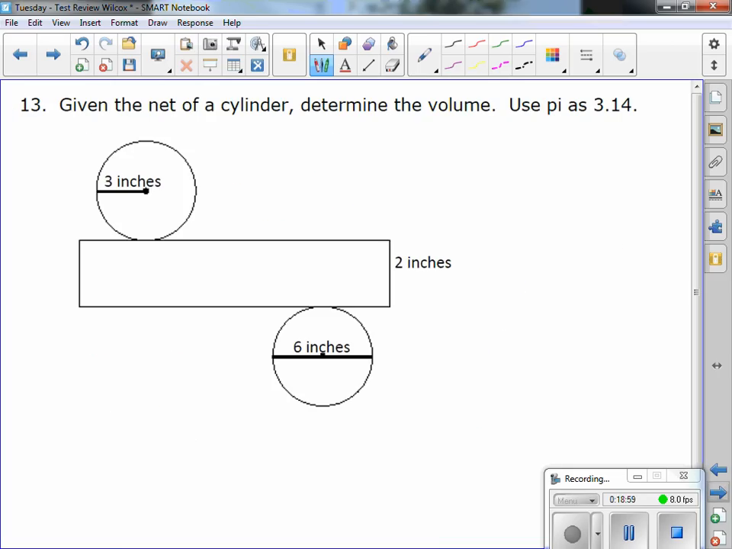Given the net of a cylinder, determine the volume. So on your formula chart, the volume of a cylinder is the same as a prism, area of the base times the height of the cylinder. So the area of the base, the cylinder has a circular base. So kind of envision like your soup can has a circle base. So the area of a circle is pi times the radius squared. My diameter is 6, which means my radius is 3. They just gave it to you in 2 different pieces.